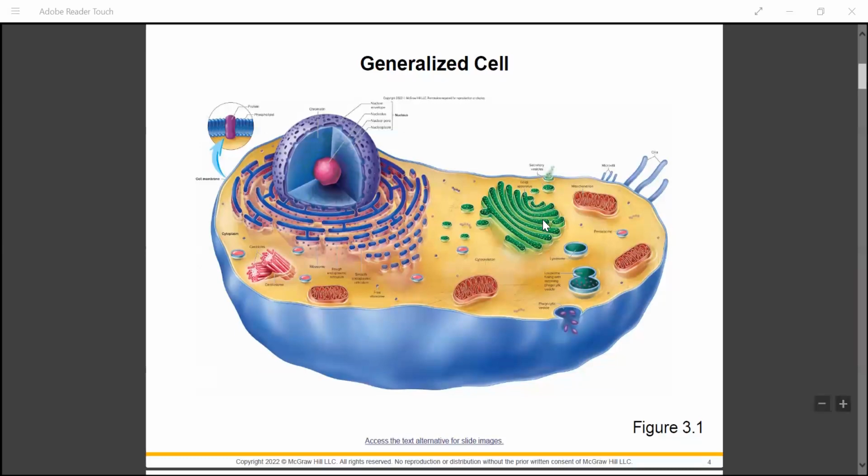So this is a look at the big picture of a cell. So you see you have our nucleus here. We have our endoplasmic reticulum. You see a few mitochondria spread around, some lysosomes, our Golgi apparatus, the centrioles, and all of this orange is our cytoplasm with our blue cell membrane.